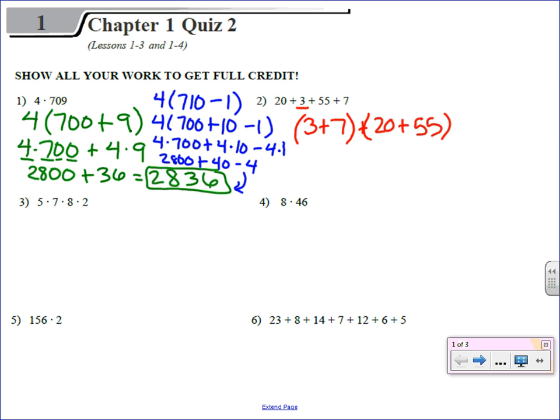So I'm putting these in parentheses. There's still a plus sign in between. Parentheses are allowed by the associative property. I can group them in any way I want. So rather than doing 3 plus 7 plus 20 plus 55, I'm going to do 3 plus 7 is 10, plus 20 plus 55 is 75. And 10 plus 75 is 85.